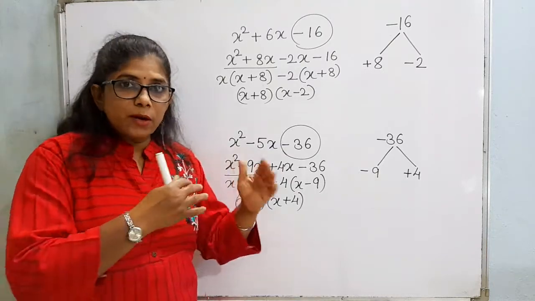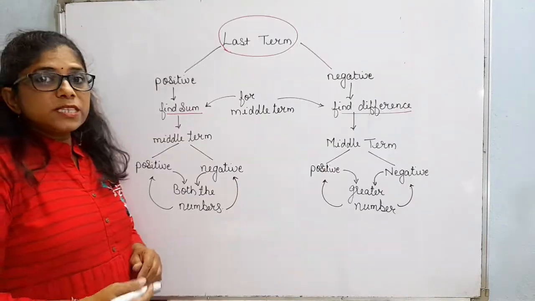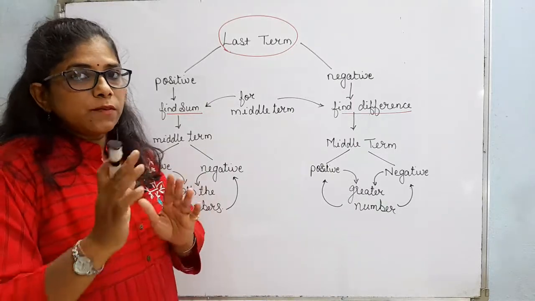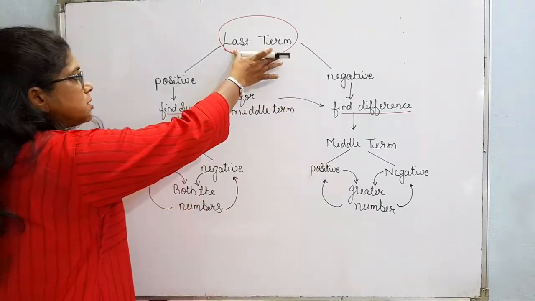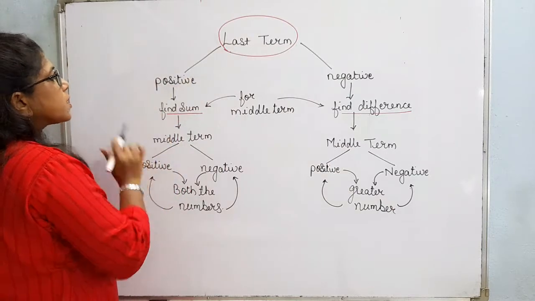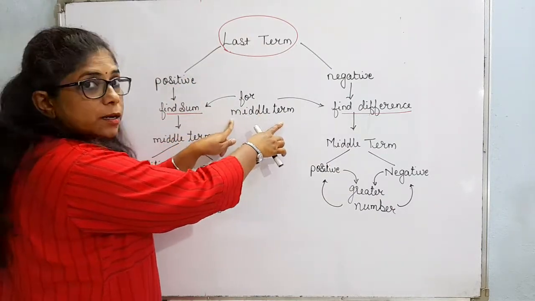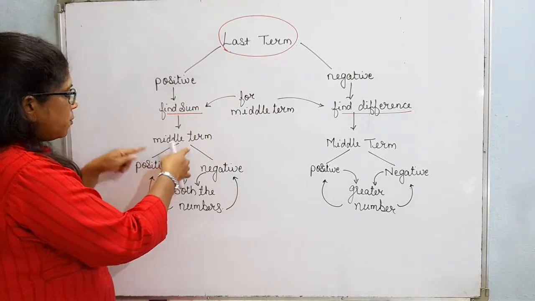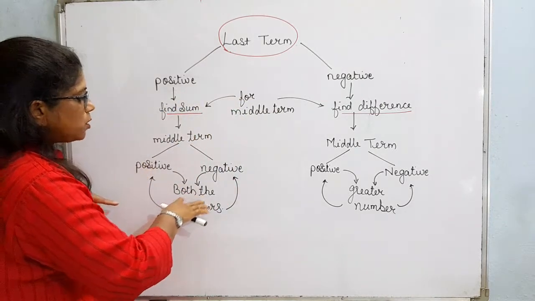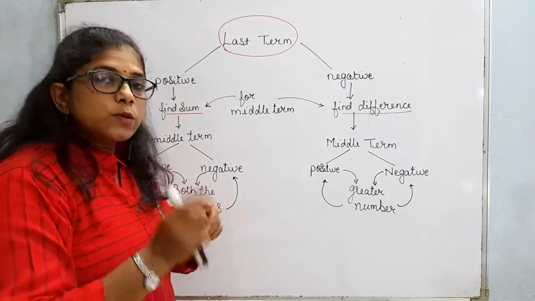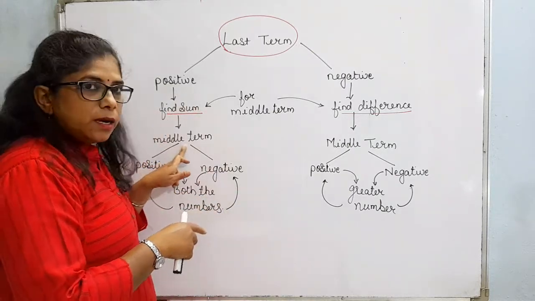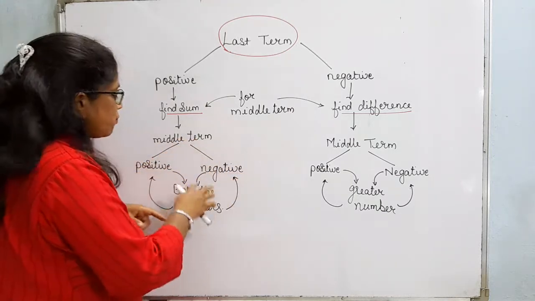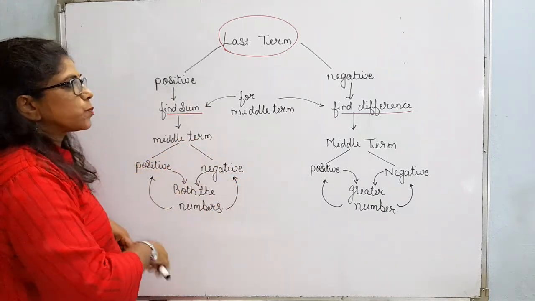So let's summarize this now. This is the summary in short. What we have to do, first thing, observe our last term. If the last term is positive, then find the sum for the middle term. Later, if the middle term is positive, whatever numbers we get whose sum is this middle term, both the numbers are positive. If the middle term is negative, both the numbers are negative.